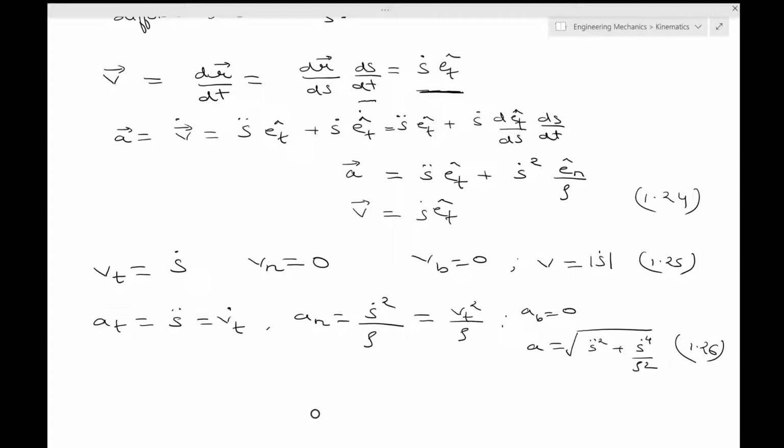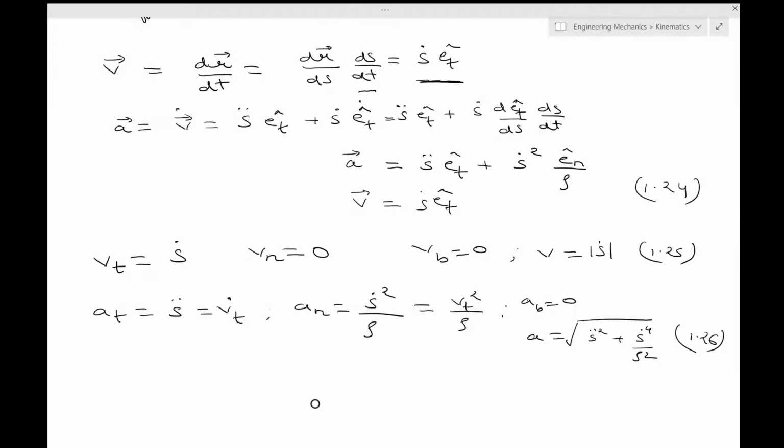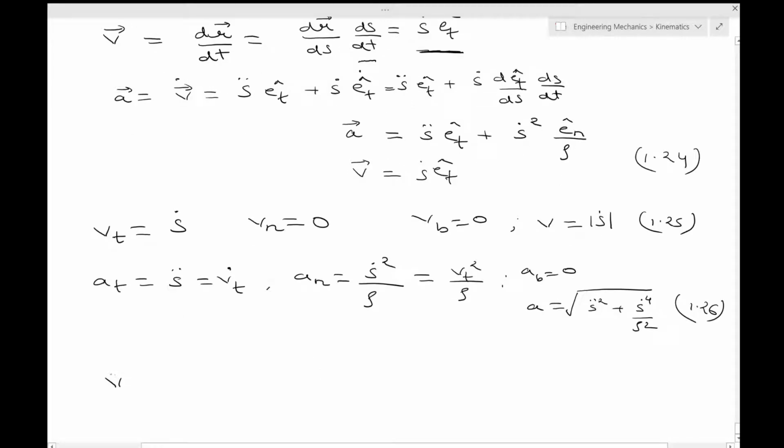The last statement which can come out of it is very clearly writing V, which is what we are using, as Vt et hat. And acceleration is equal to Vt dot et hat plus Vt square by rho en hat. This is 1.27.